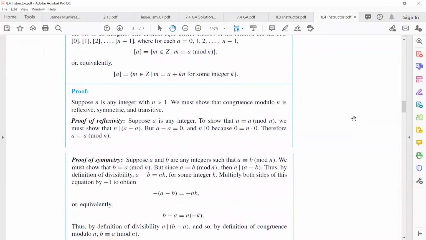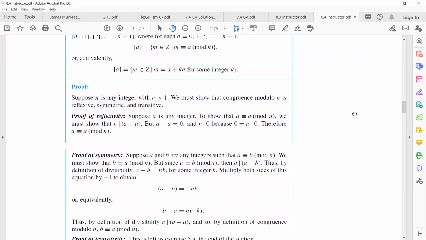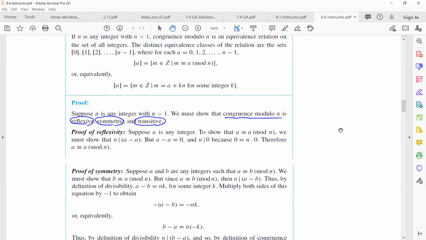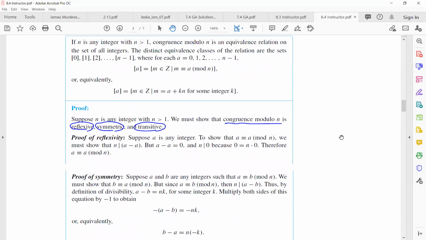Let's take a look at the proof. Suppose n is any integer greater than 1. We want to show that congruence mod n is an equivalence relation. So our goal is to show that it's reflexive, symmetric, and transitive. To show that it's reflexive, nothing actually needs to be done. If you take the exact same element a, of course n divides a minus a, which is 0. So a is congruent to a mod n.